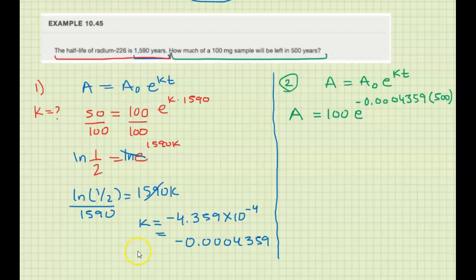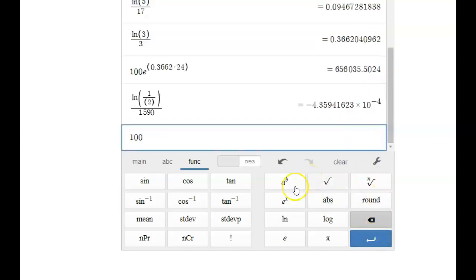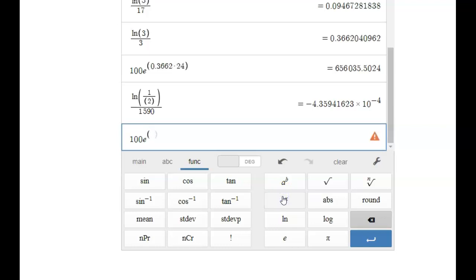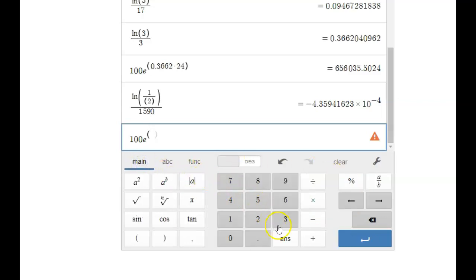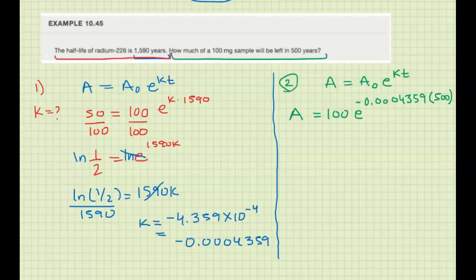Okay, so we're going to put this in the calculator. Alright, so we have 100 e to the power, parentheses. We're going to put the previous answer in. We can copy it over. Times 500. We get 80.4. So A is going to be 80.4 milligrams. Alright, so still a lot left after 500 years. As I say, it's slow decay. Alright.